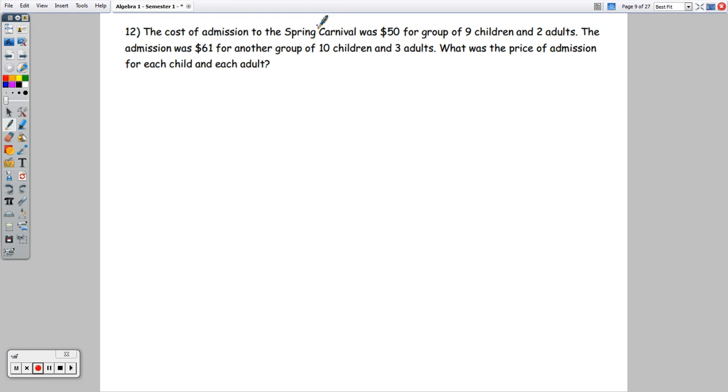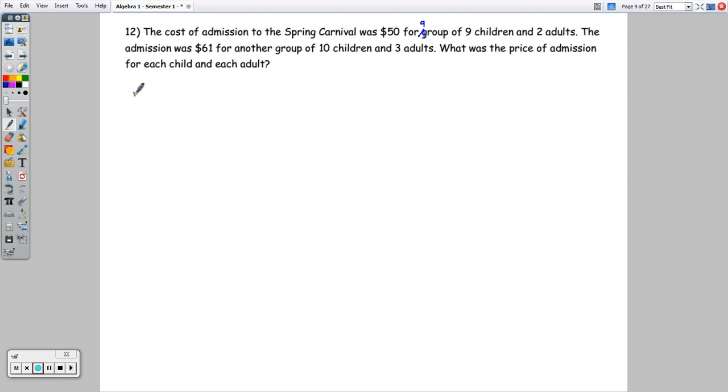12, the cost of admission to Spring Carnival was $50 for a group. It looks like we missed a word there. A group of 9 children and 2 adults. The admission was $61 for another group of 10 children and 3 adults. What was the price of admission for each child and each adult?